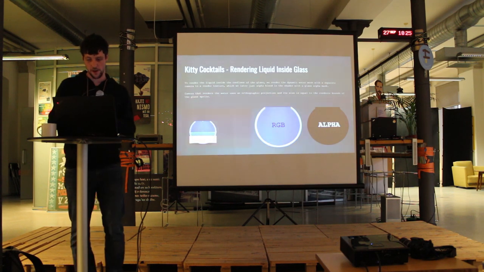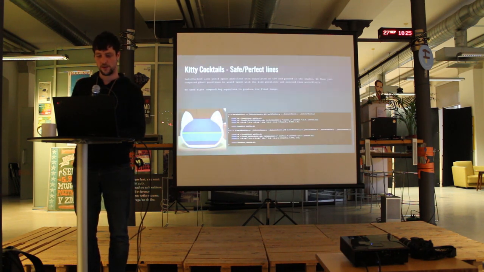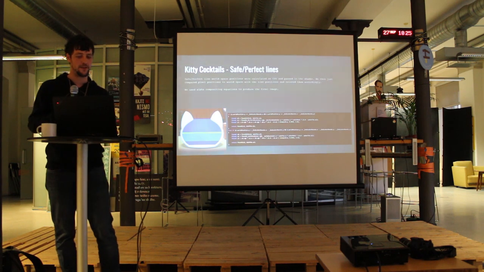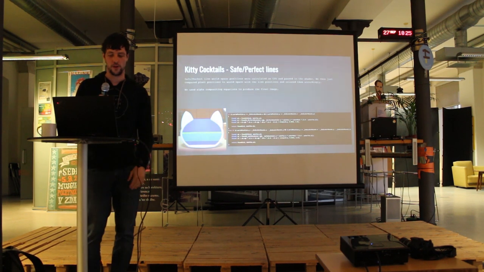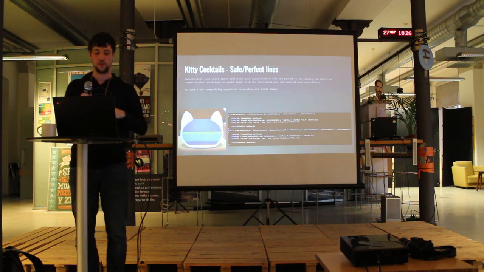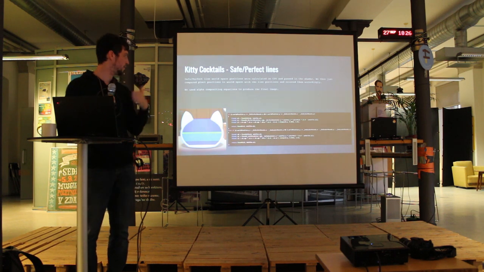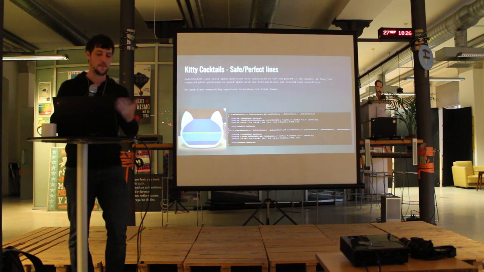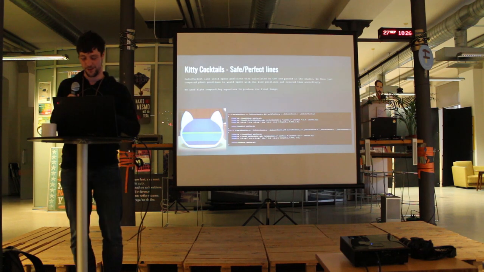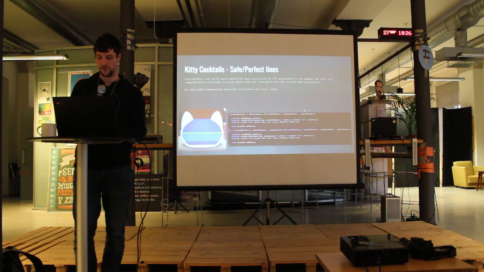And then for the safe and perfect lines, this was really simple. We had a setting for each glass that defined where the lines will be and how wide they were. We just fed those positions to the shader and did some nasty little ifs to compare whether it was in a certain zone and colored each line appropriately. So this was the simplest part.